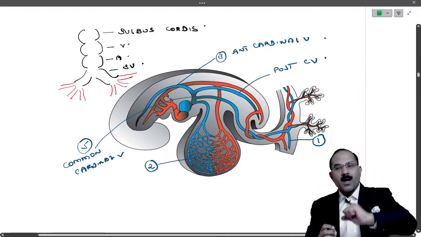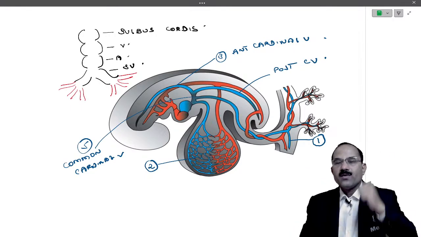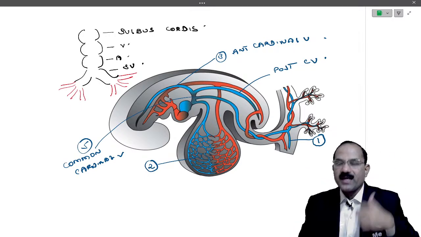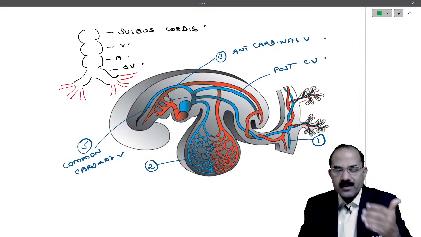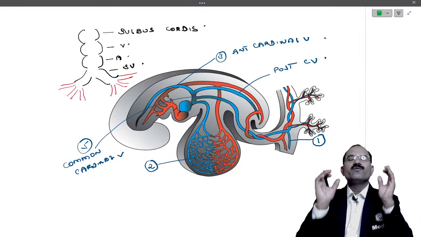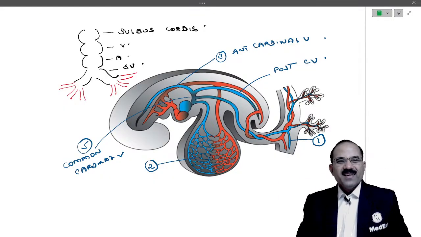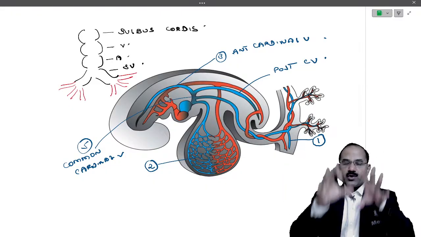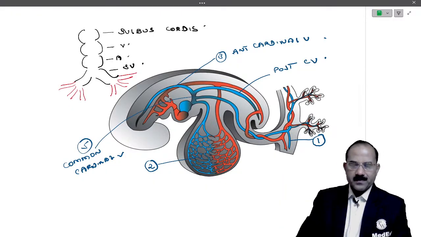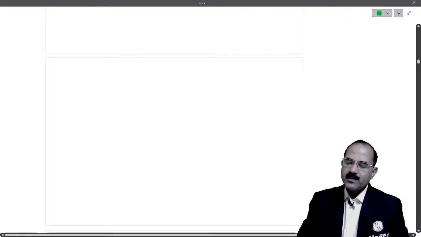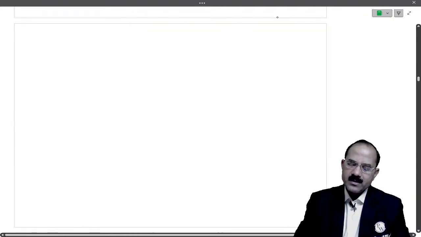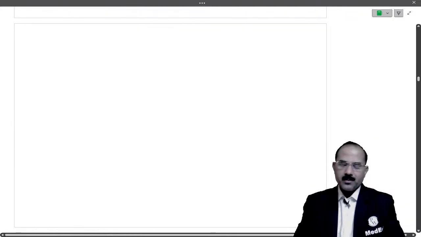Okay, so what are the veins which drain into the sinus venosus? Number one is the umbilical vein. Number two is the vitelline vein, which comes from the yolk sac. And number three is the common cardinal vein, which comes from the body wall. Okay, children, so these are the three veins which open in the sinus venosus. Perfect. Now, let me just tell you this. This is a very easy slide, but this is extremely important.